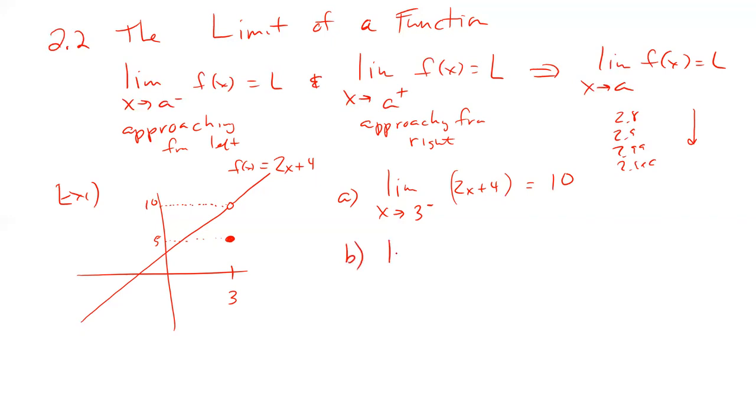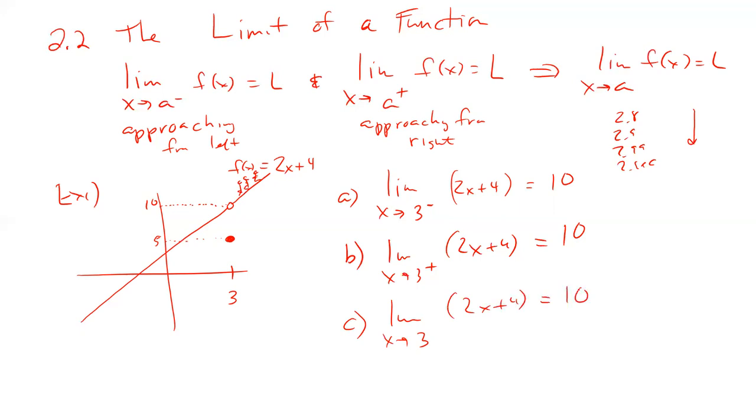Okay. B, limit as x approaches 3 from the right-hand side. Now your stickman is walking right here. So you start off at 4, 3.5, 3.1, 3.01, 3.00001. Everybody okay with intuitively speaking, that's 10 again? So if both of these match, then the limit as x goes to 3 is also 10. We good?